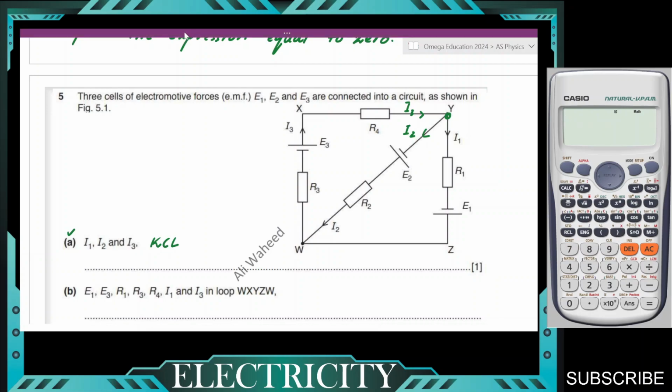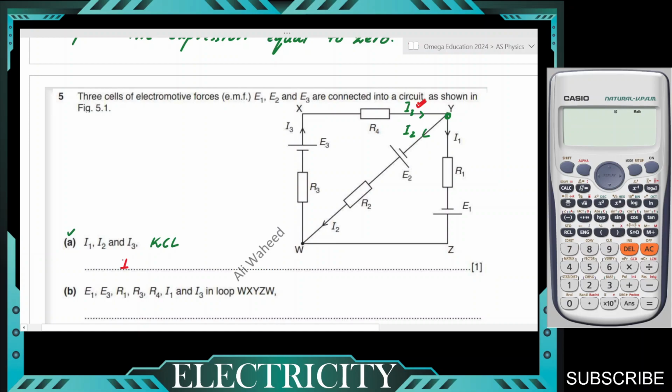Now the question is, how many of these currents are entering the junction and how many are leaving the junction? That's it. All you need to do is find how many currents are entering the junction and how many are leaving. First of all, I'm going to mark the currents that are entering the junction. And as a matter of fact, that's only I3. Only I3 is entering the junction, towards point Y.